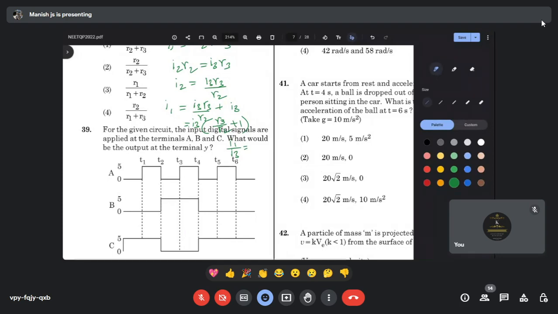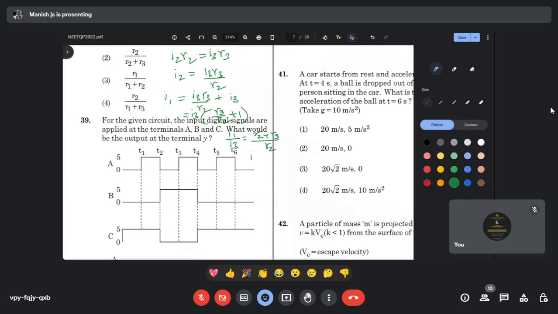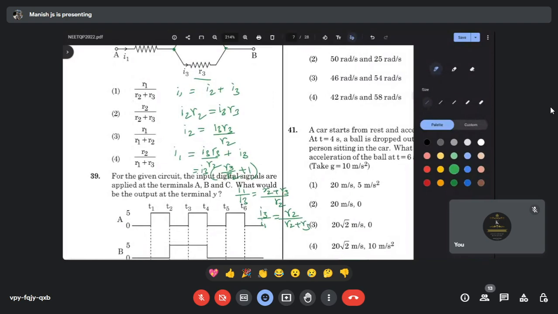So what is I1 by I3? I think I'm getting R2 plus R3 by R2. Yes, if you take the LCM, this comes. So what do we want now? We want I3 by I1, which is the reciprocal of this: R2 by R2 plus R3. Which option is it? Option 2, R2 by R2 plus R3. That's it, the second option.